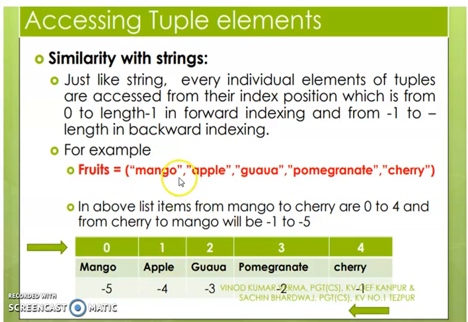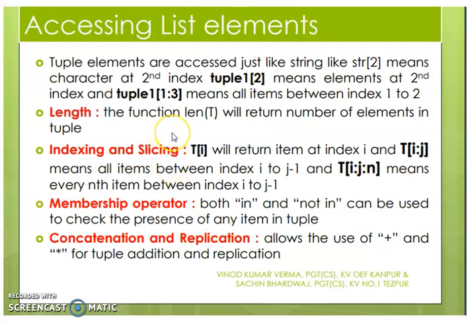Okay, the next one, accessing list elements. Okay, not list elements, tuple elements. Tuple elements are accessed just like strings. That is, str of 2 means the character at the second index, just like tuple of 2 means the element at the second index. Okay, and tuple of 1:3 means all items between index 1 to 2.